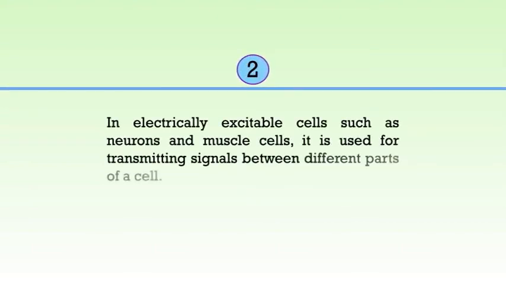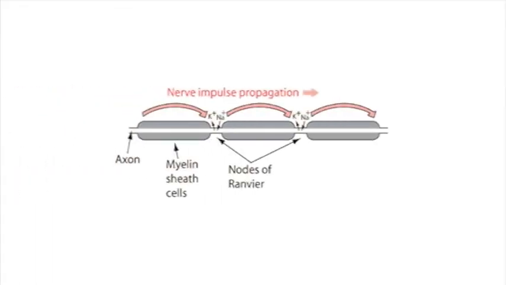Second, in electrically excitable cells, such as neurons and muscle cells, it is used for transmitting signals between different parts of the cell. Signals are generated by opening or closing of ion channels at one point in the membrane, producing a local change in the membrane potential. This change in the electric field can be quickly affected by either adjacent or more distant ion channels in the membrane. These ion channels can then open or close as a result of the potential change, reproducing the signal.